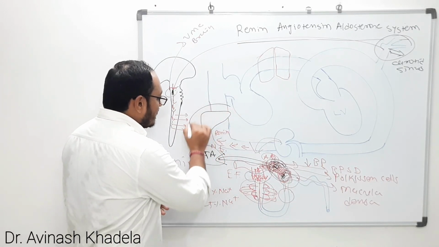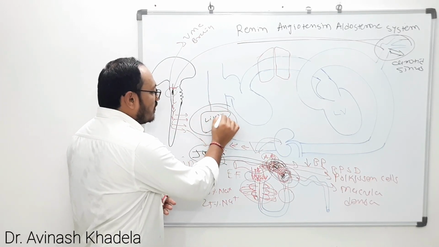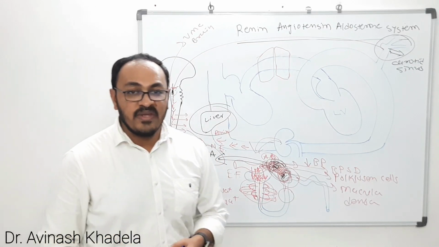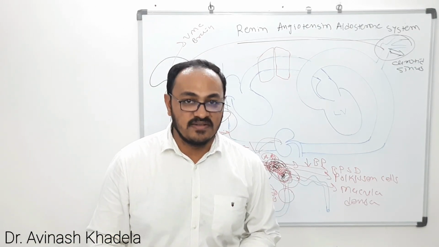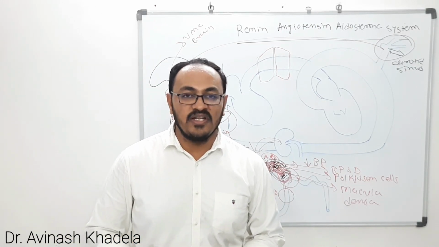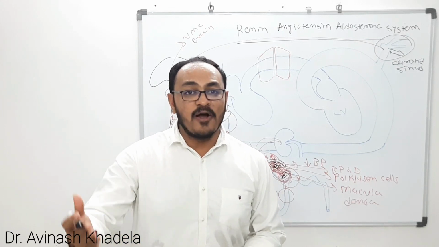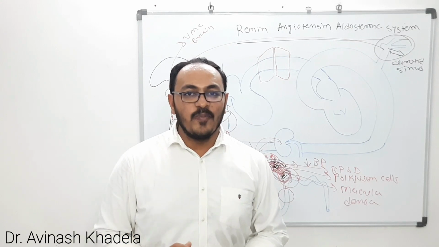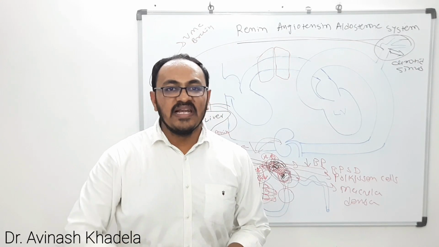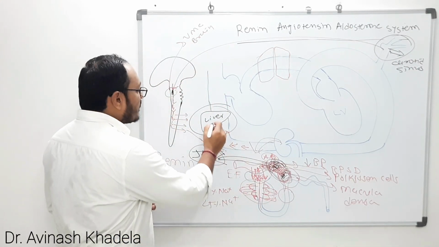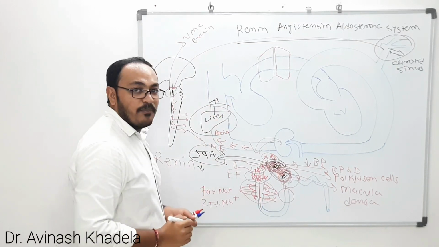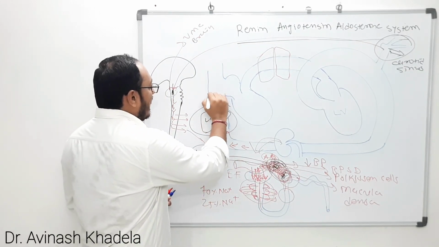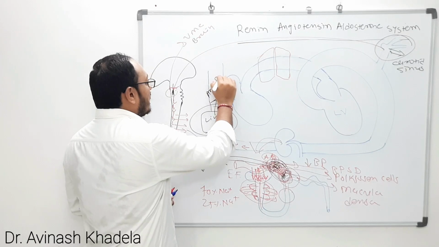So this is the liver. Now we all know that the liver produces proteins. The liver produces globulins. Globulin is one of the major proteins in the human body. Except for gamma globulin, which is produced by the plasma cell, all other globulins are produced in the liver. So the liver is producing one of the major protein components, that is angiotensinogen.